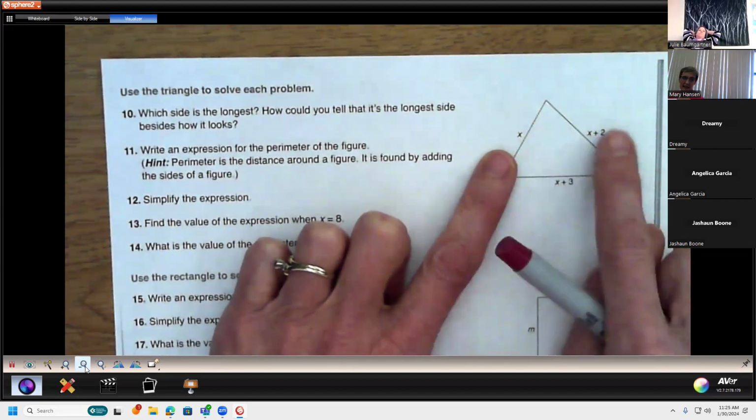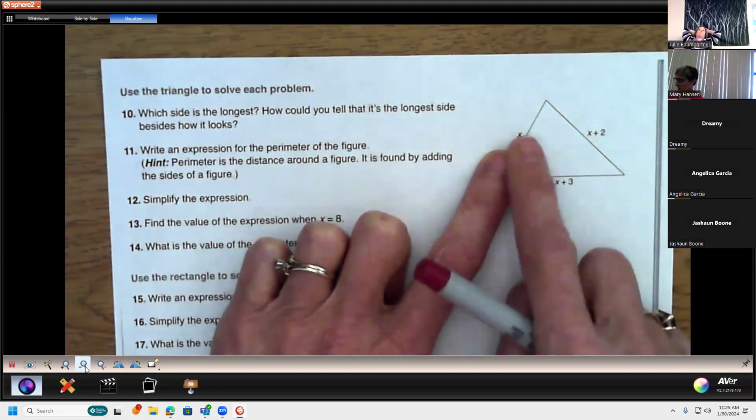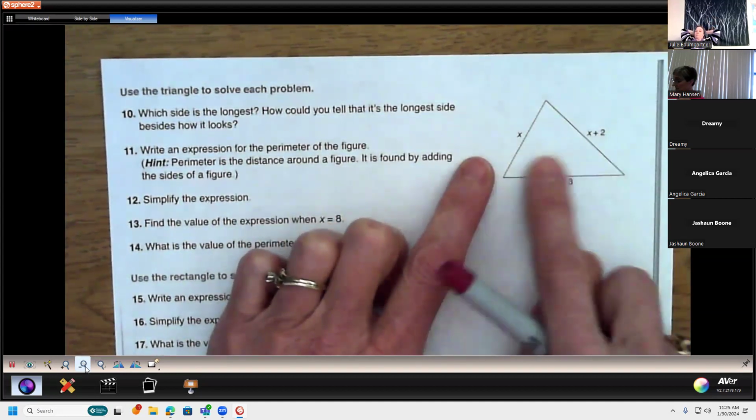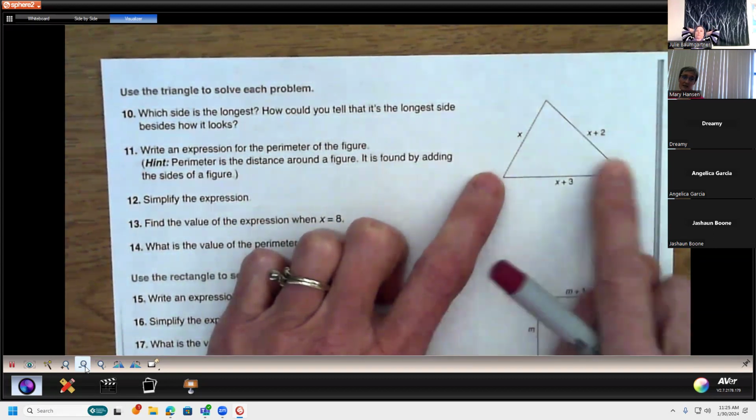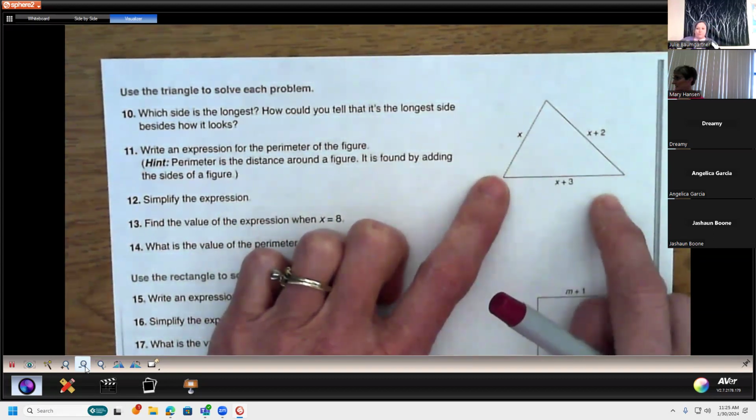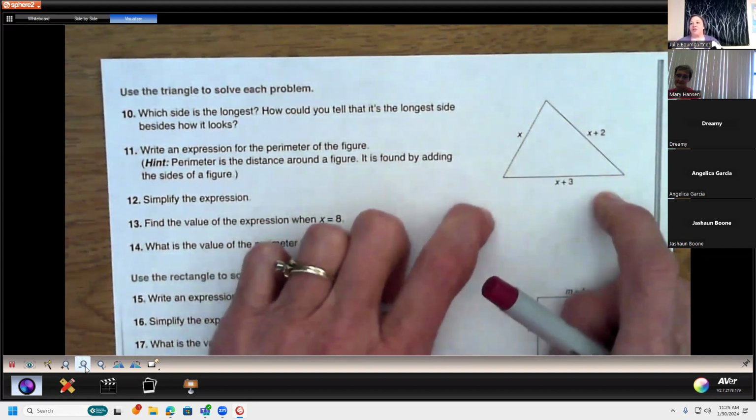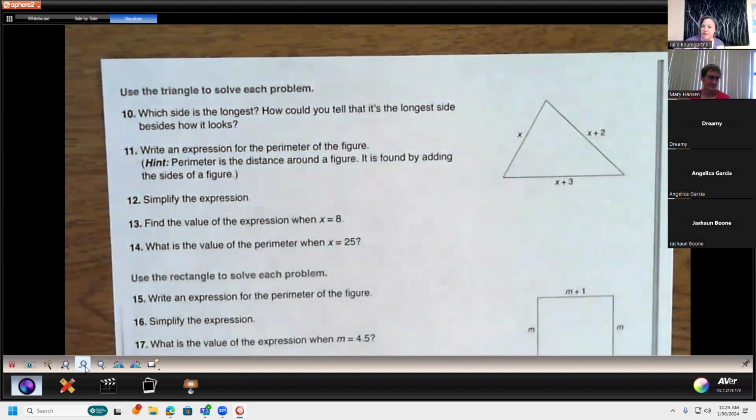So since I'm adding a greater number each time I go around these sides, that is another reason why this side would have to be the longest. So yeah, you were very much on target with your answer, Angelica, for sure.